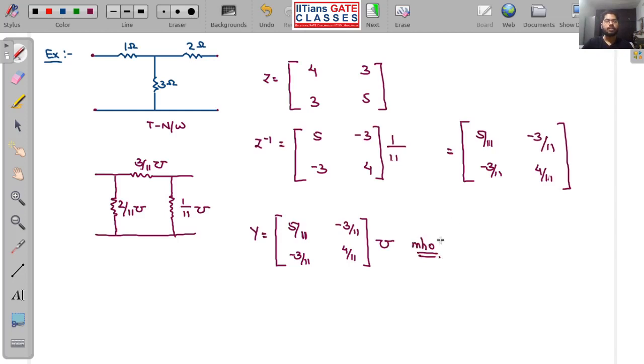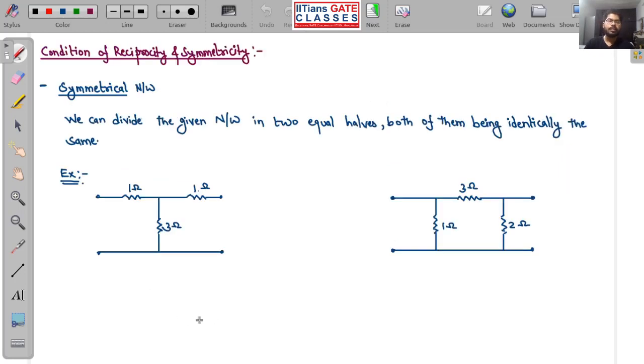Mho or ohm inverse. Like we say, sab moh maya hai. So this is also that mho only. Okay, so don't get confused. Inverse of ohm is mho. Mho or ohm inverse. And these were all in ohms only. Fine. So you are seeing, you are getting the same result. So that means Y is always equal to the inverse of the Z matrix. Okay, as simple as that.